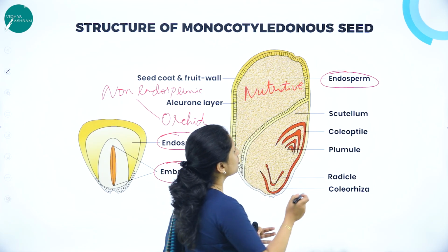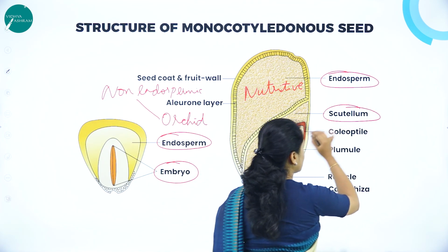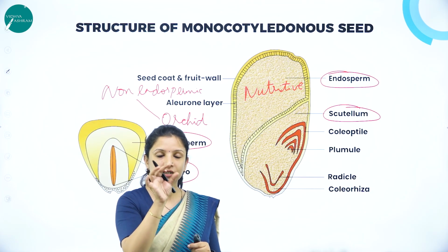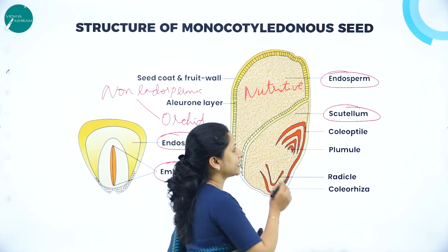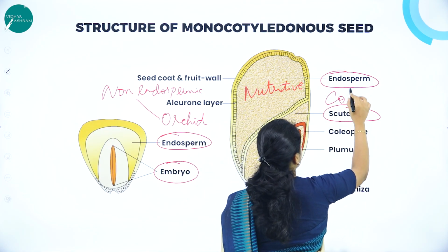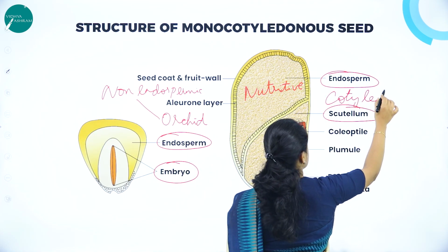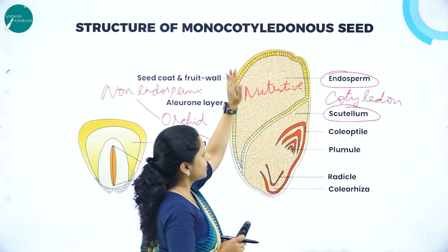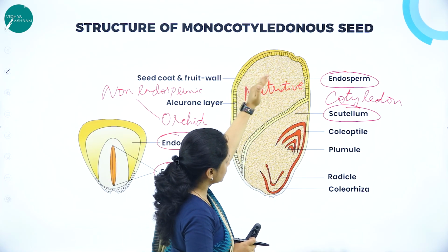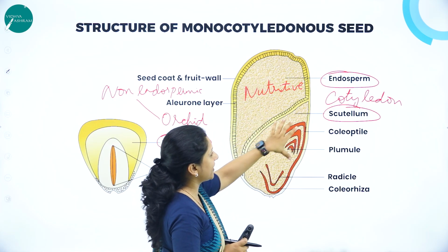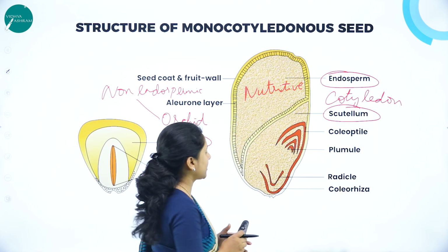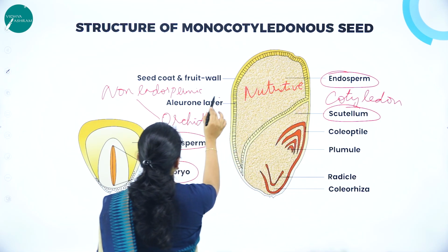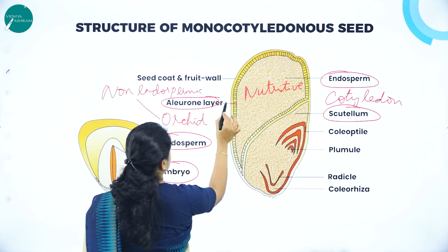Now there is something called the scutellum in the monocot seed. The cotyledon portion of the monocot seed is called the scutellum. In the cotyledon portion only endosperm is there. Now there is a separation. The endosperm and the cotyledon which bears the embryo get separated by a layer called the aleurone. So it's here, this layer is called the aleurone.